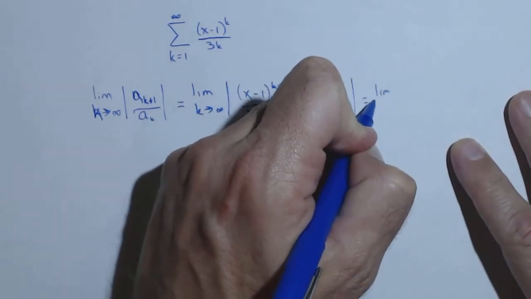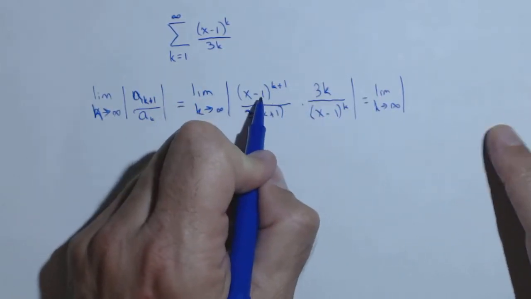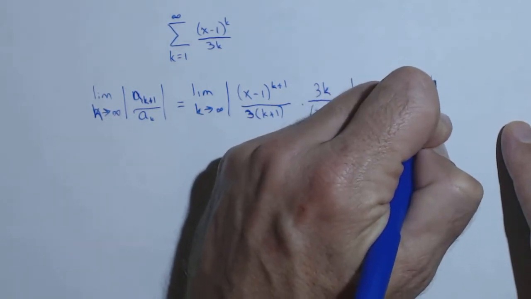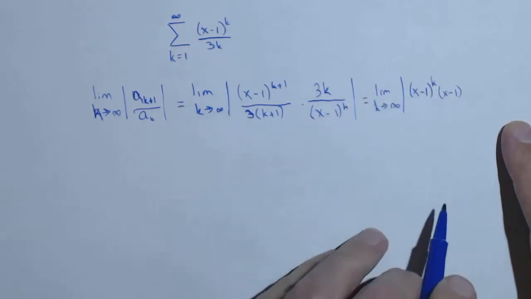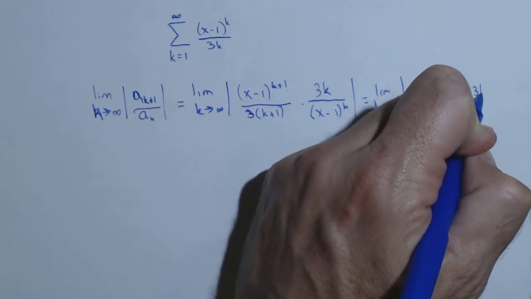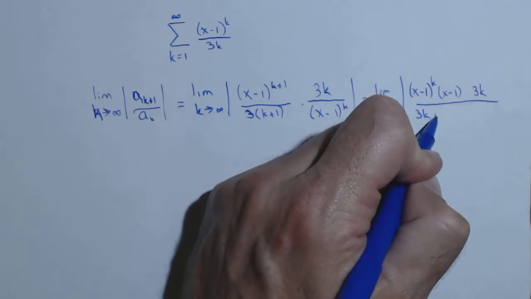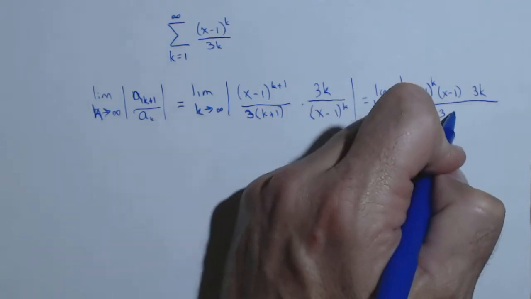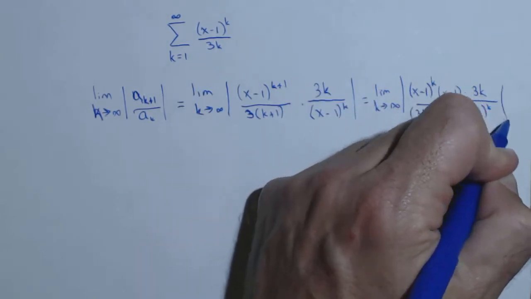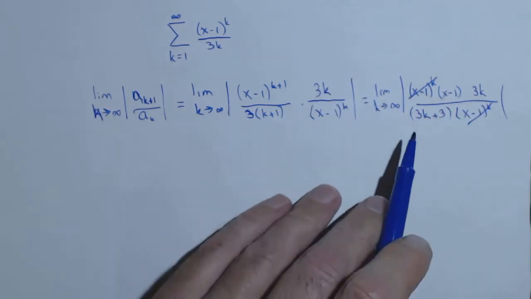So we have the limit as k goes to infinity of the absolute value. Now we're going to use the property of exponents here. This is going to become (x minus 1) to the k times (x minus 1), and we have a 3k here, all over (3k plus 3), times (x minus 1) to the k. And now we look for anything that'll cancel. These two terms will cancel.